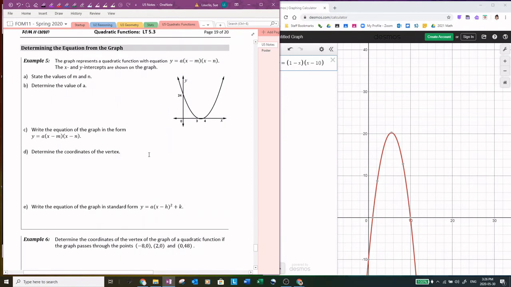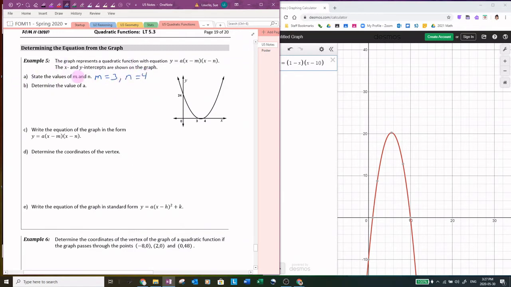And this is actually the harder part of it. Okay, this time you're given a graph and you're asked to actually find the equation of the graph from the graph that you're given. So the graph represents a quadratic function with equation y equals a times (x - m)(x - n), and the x and y intercepts are shown on the graph. Here's the process. State the values of m and n. So we know that m and n are the x-intercepts. So m equals 3 and n equals 4.